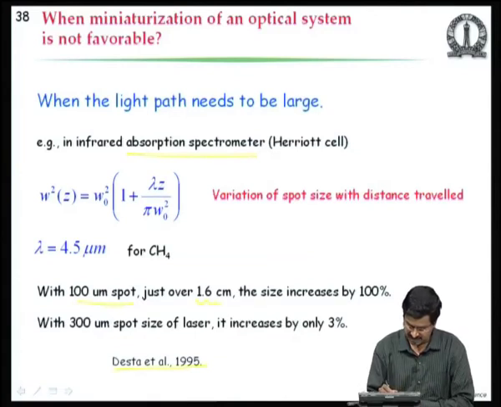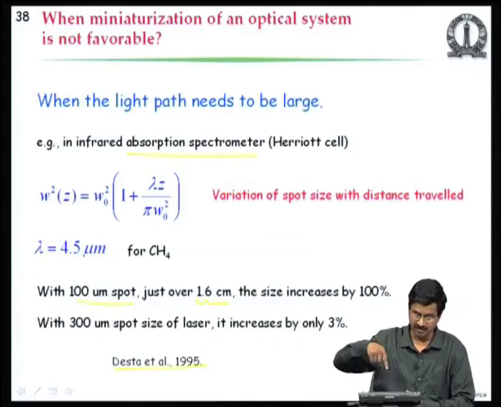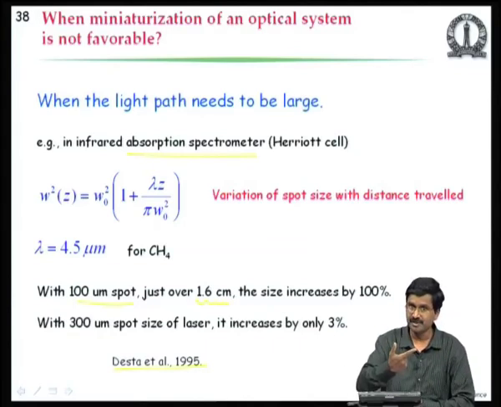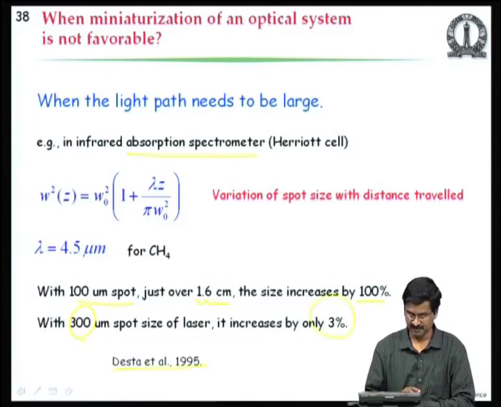just over 1.6 centimeters, you can put a lot of mirrors and increase the path inside the chamber, that is not a problem, but as it reflects off one mirror to another mirror and so forth, its spot size is going to be diffuse and become bigger, its size increases by 100%. But if we take a larger spot size, it increases only by 3% over the distance 1.6 centimeters. So, it makes sense to go for higher spot size here than lower.